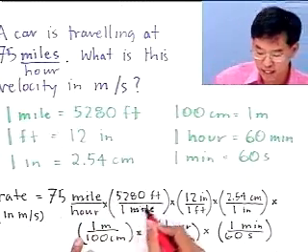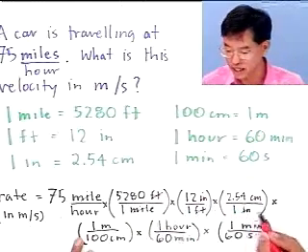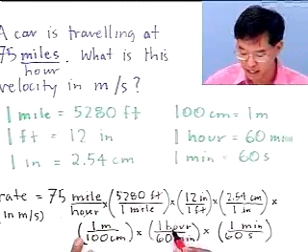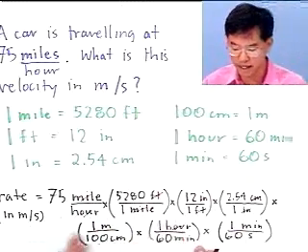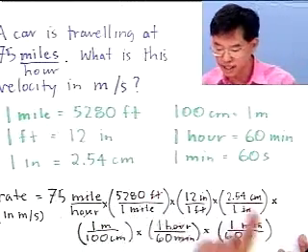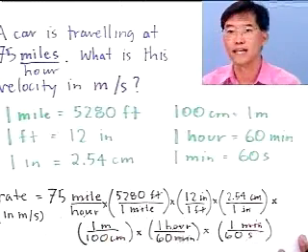So miles cancels out with miles, feet cancels out with feet, inches cancels out with inches, centimeters cancels out with centimeters, hours cancels out with hours, right? Denominator, numerator. Minutes cancels out with minutes. What's left over? Well, all these things are canceled out. We have meters here and seconds, and that's exactly what we want.